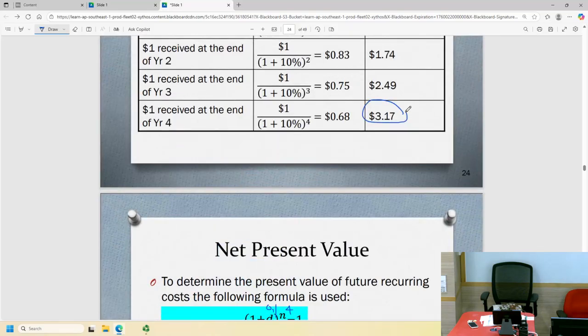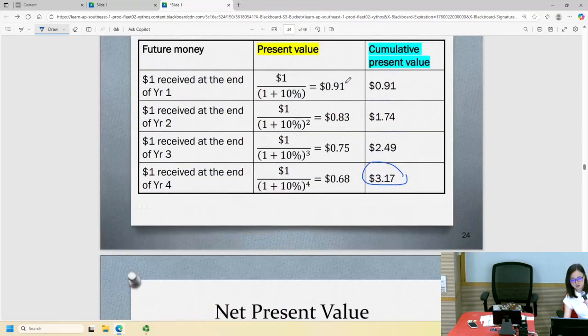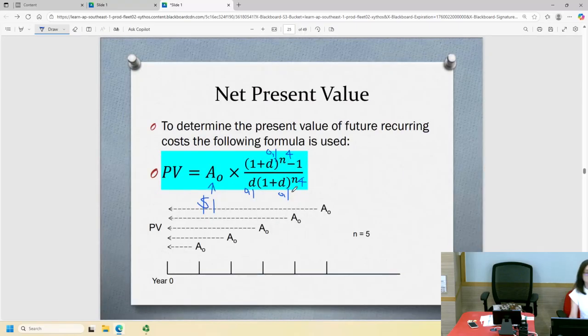So you don't need to calculate the present value every year and then add them up. Just use one equation to calculate the cumulative present value. And this equation is for recurring costs, the cost or the saving that will repeat every year. Every year you save $1. Every year you save $1,000 for the energy fees. Then you may use this equation.